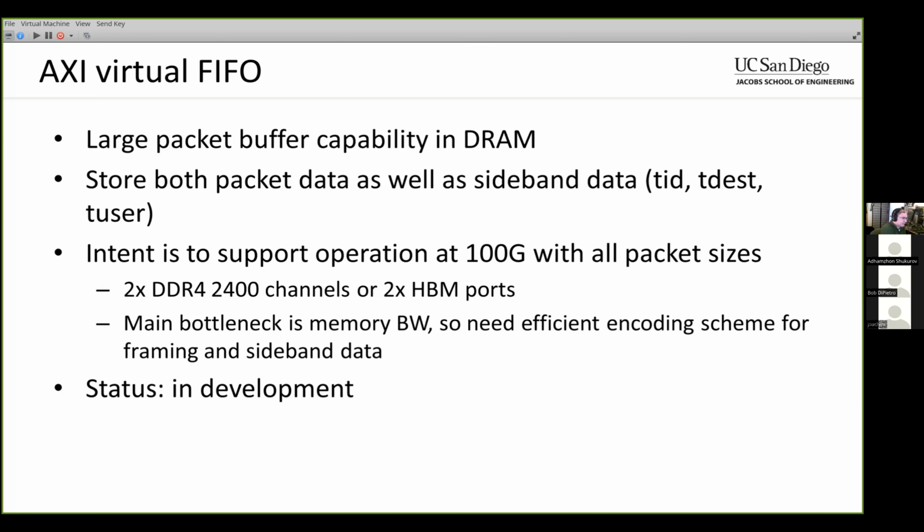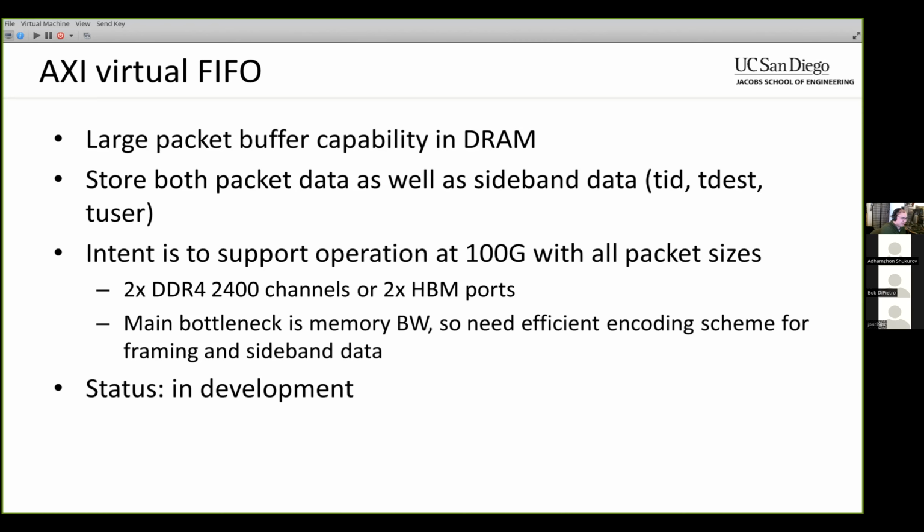And I think this can be done across 2 DDR4 2400 channels or 2 HBM ports on the Xilinx devices. DDR4 2400 I think is 512 bits at 300 megahertz, versus the HBM ports at 256 bits at 450 megahertz. So that works out to a bit less, right? If you width convert that, that's equivalent to 512 bits at 225 megahertz. I think that's going to be enough if you merge 2 of those channels together. The main bottleneck in this case is the memory bandwidth.